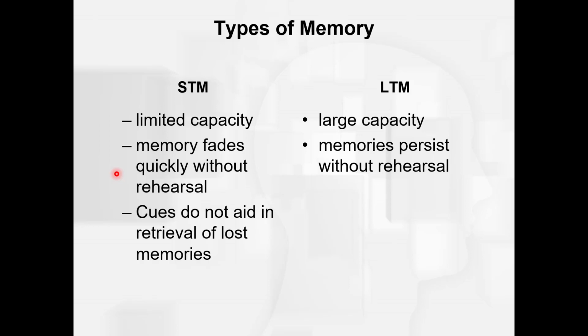So for short-term memory, cues are not going to aid in the retrieval of these lost memories. So a cue is not going to help you recall it because you haven't encoded it properly. With long-term memory, these memories can be stimulated with a cue. There's something that's going to help trigger that memory trace and allow you to recall that information.